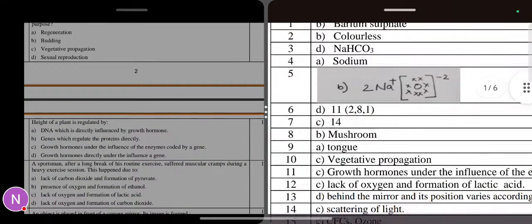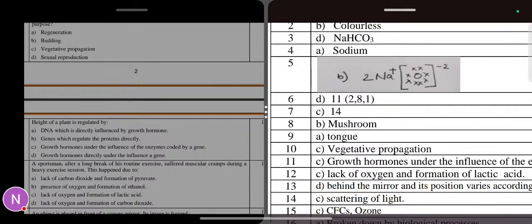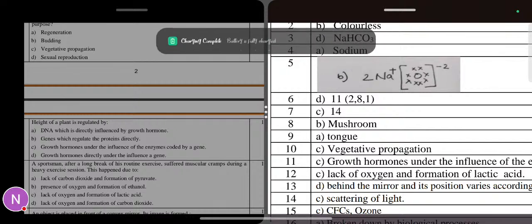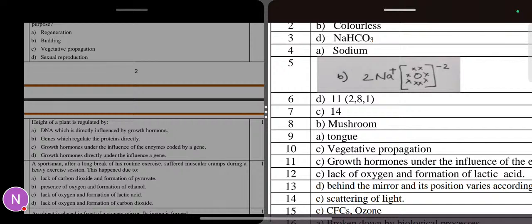Next, 11th question. The height of the plant is regulated by option A DNA, which is directly influenced by growth hormone, option B genes, which regulate the proteins directly, option C growth hormones under the influence of the enzymes coded by a gene, or option D growth hormones directly under the influence of a gene. So the correct answer is option C, growth hormones under the influence of the enzymes coded by a gene.